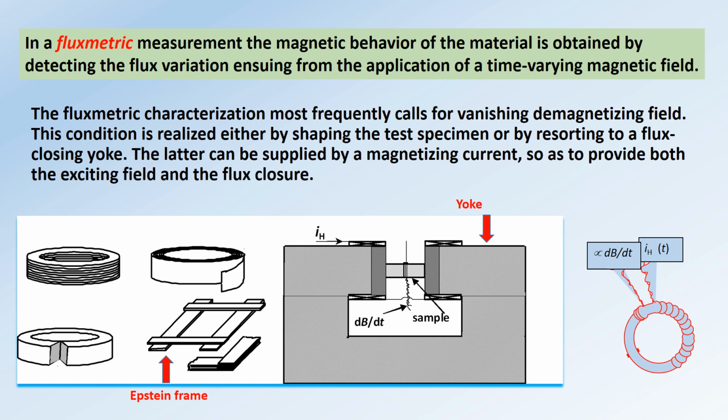This condition is realized either by shaping the test specimen or by resorting to a flux closing yoke. The latter can be supplied by a magnetizing current, so as to provide both the exciting field and the flux closure. This is the yoke, the flux closure, these are the poles, and you can also supply the magnetizing current IH in order to magnetize the sample. And the secondary windings are here to detect the flux variation.